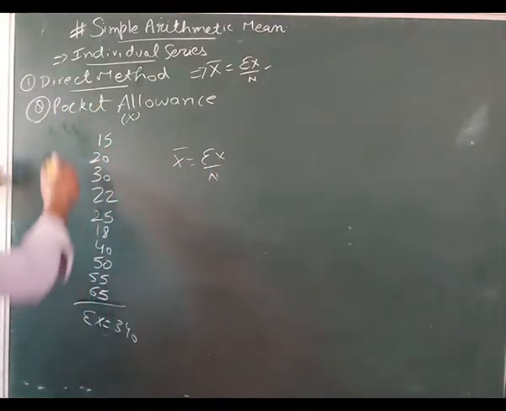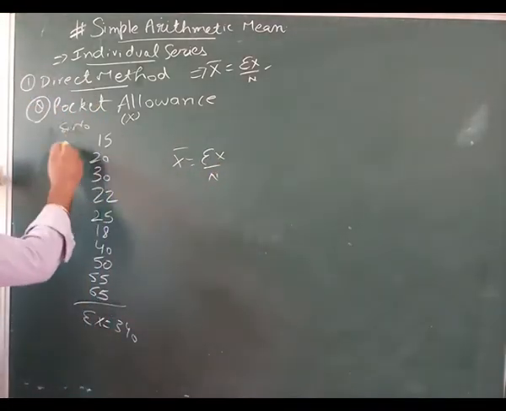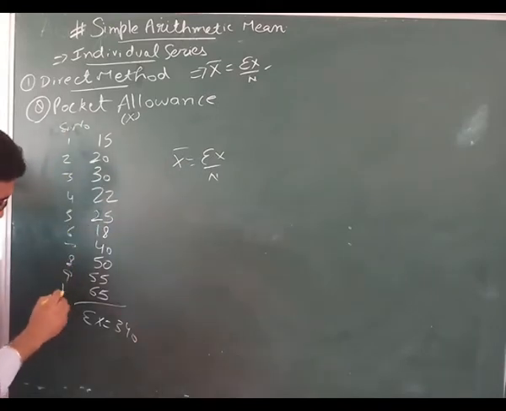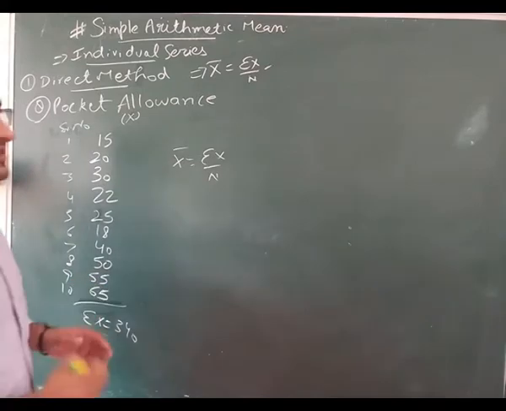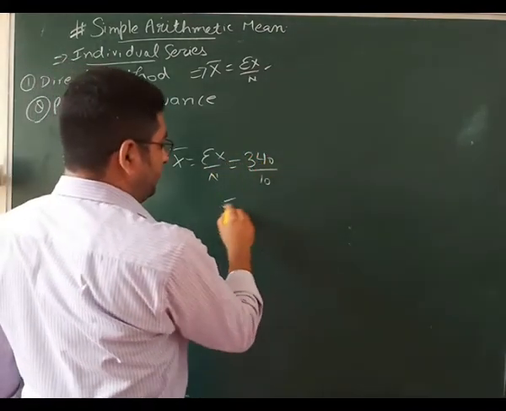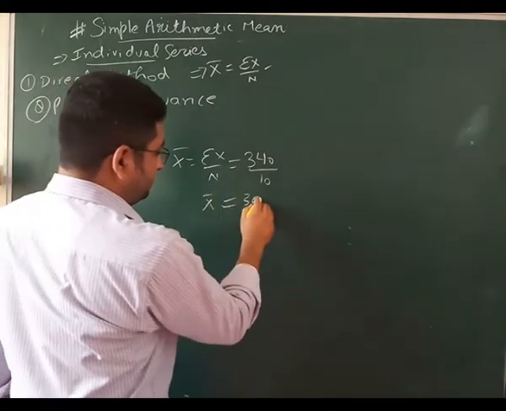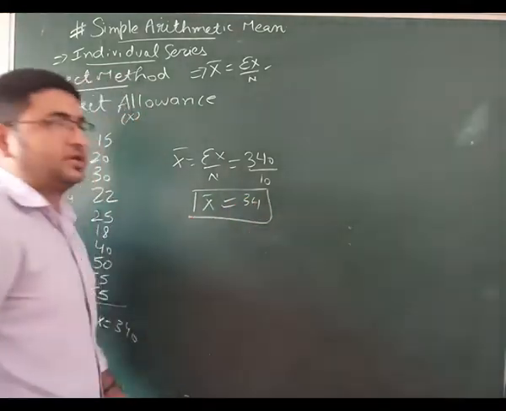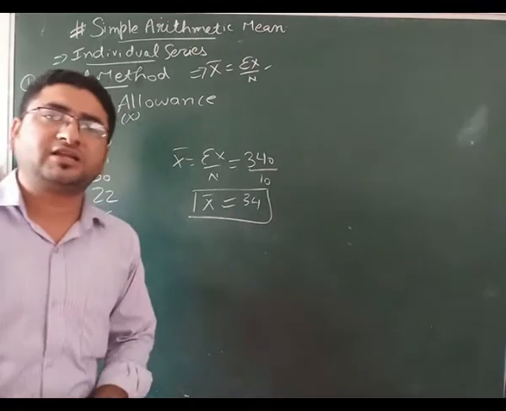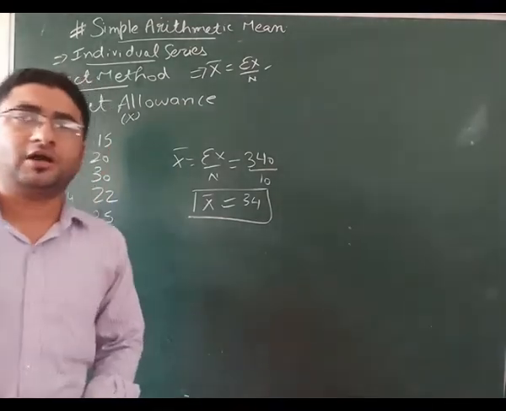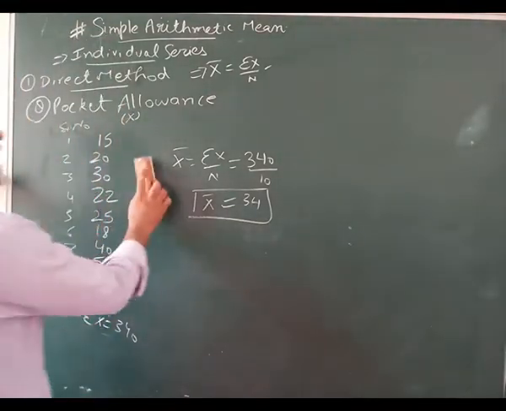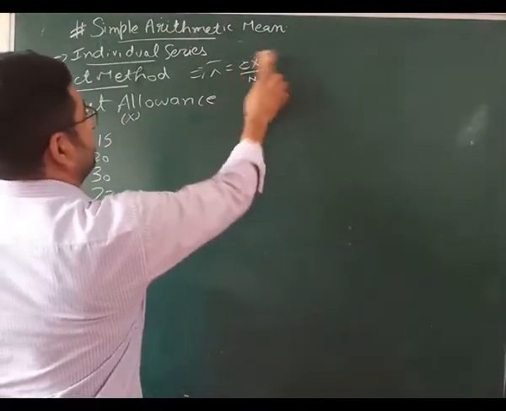We have 10 numbers, so we can put down these serial numbers like this. Now what does it come to? It comes out to be 340 upon 10. So x bar is equal to 34. So on an average basis, a student is getting 34 rupees as the pocket allowance. Now, based on this, we move on to another method.